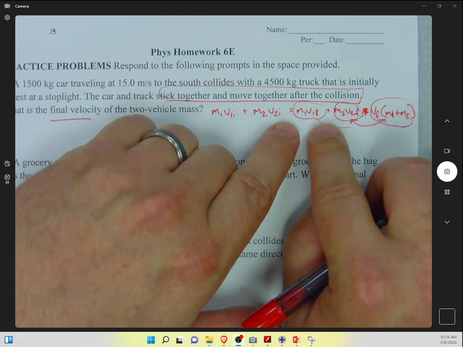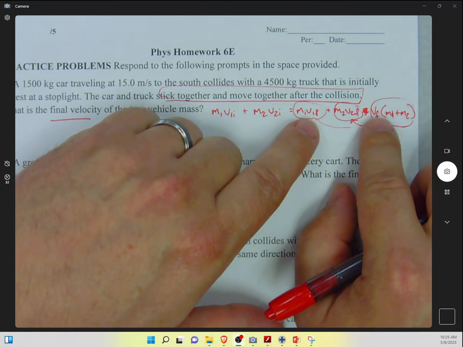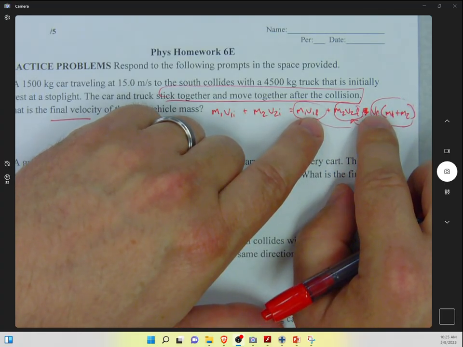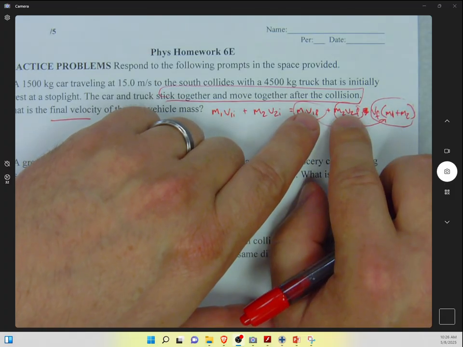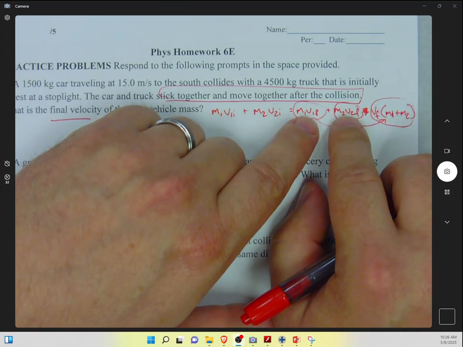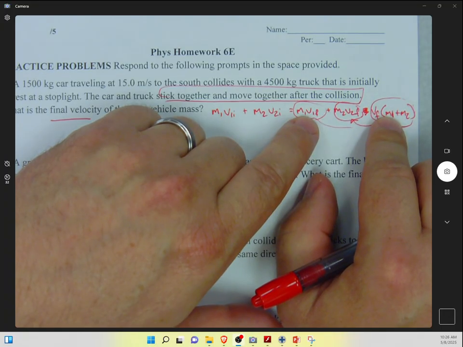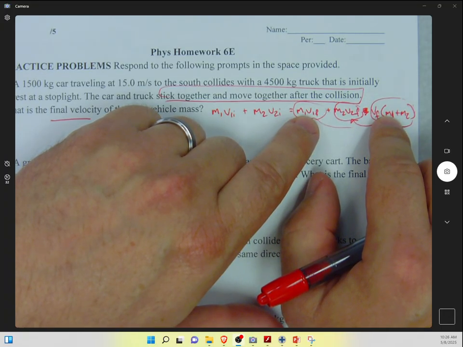M1 plus M2, right? We've still got M1 plus M2, but I've factored out the final velocity because they're the same value, right? This final velocity is being multiplied by both of these masses. So instead of setting this up and using this for the final momentum, I'm going to use this. That's going to allow me to more simply solve for final velocity.